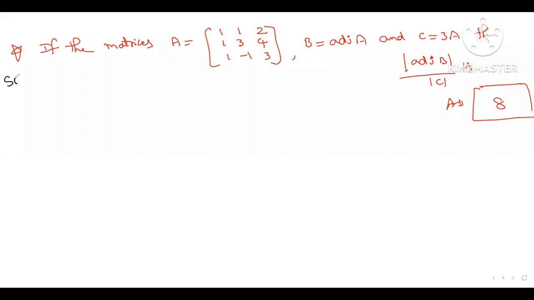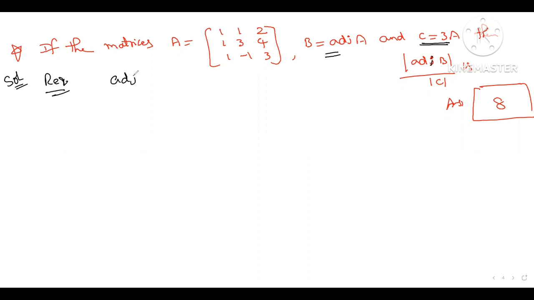Okay, now explain next statement. In the statement, one matrix A is given, as well as B is equal to adjoint of A, C is equal to 3A, 3 times matrix A. Then find out adjoint of B by C. What is required here?